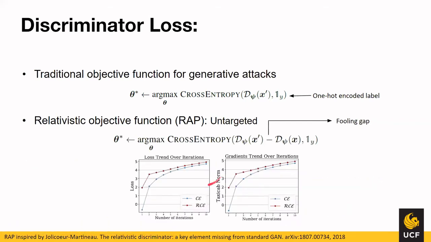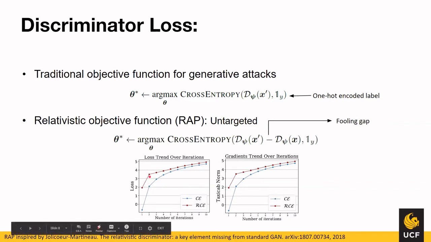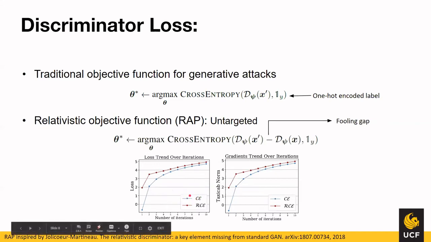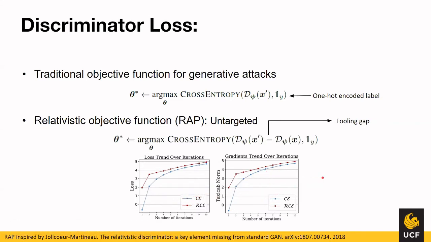So this is a comparison between the cross-entropy loss and the relativistic cross-entropy loss. These models are trained on VGG16 with 100 random images. Here we can see the relativistic cross-entropy loss converges way faster than the cross-entropy loss. This describes the loss trend over iterations, and this is the gradients itself that we get.